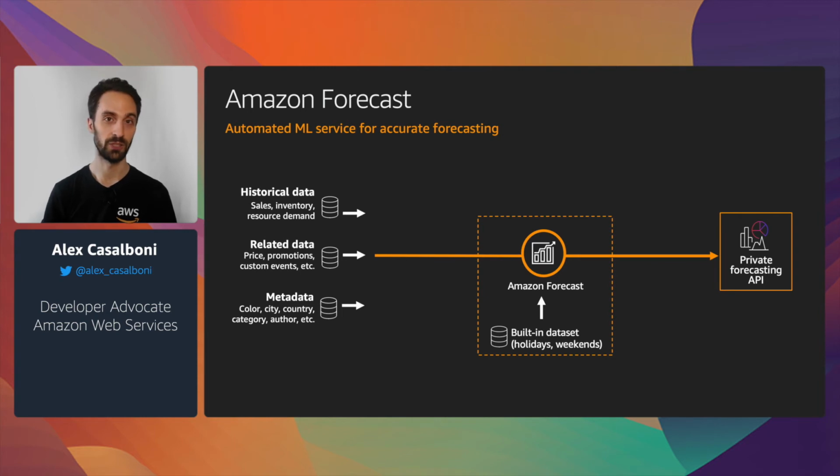For example, if you are in the retail space, what's your inventory, what customers can buy, and what's been the demand so far. You can provide even additional data, related data. It could be the price of the items and what promotion is currently active, or maybe some custom data or custom events that you want to provide. And then some metadata, maybe about the items, maybe about the customers, so you can try to match those as well. Now, after you provide this data, it is a black box.